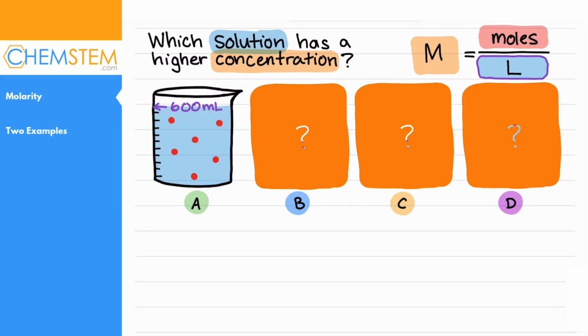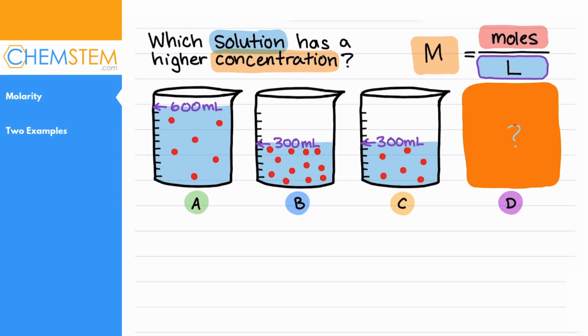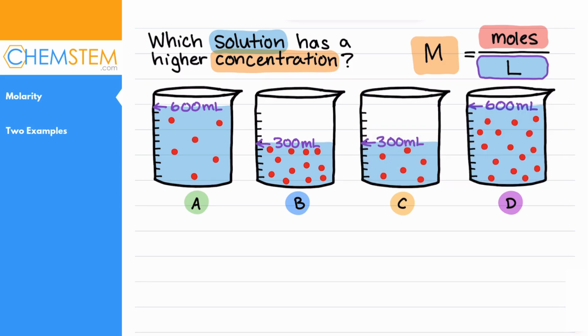So let's look at our first solution. We have solution A. It has 6 particles, we'll call those moles. It has 6 moles and 600 milliliters of total volume. Solution B has some number of moles we'll count and 300 milliliters of total volume. Solution C has 6 moles and 300 milliliters of total volume. And solution D has some number of moles and 600 milliliters of total volume.